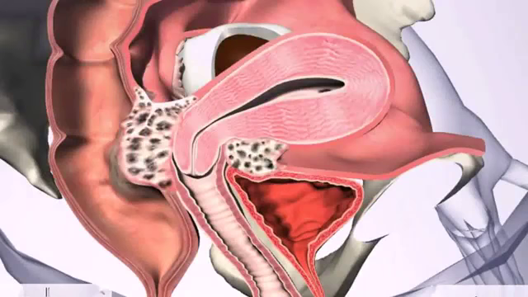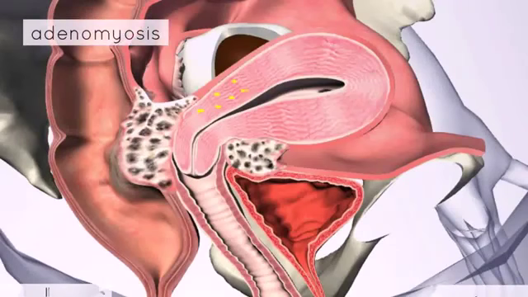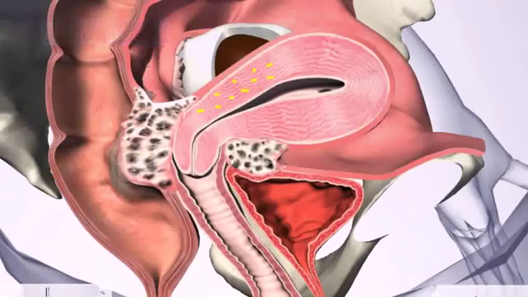You can also get ectopic endometrial tissue within the myometrium, and this is known as adenomyosis. In this condition, symptoms may be absent, but you often get menorrhagia and painful periods, so dysmenorrhea.